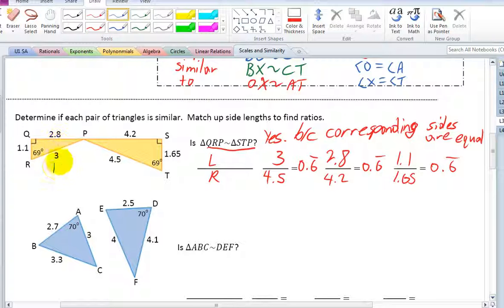69, and 180 minus 90 minus that number equals 21 degrees.